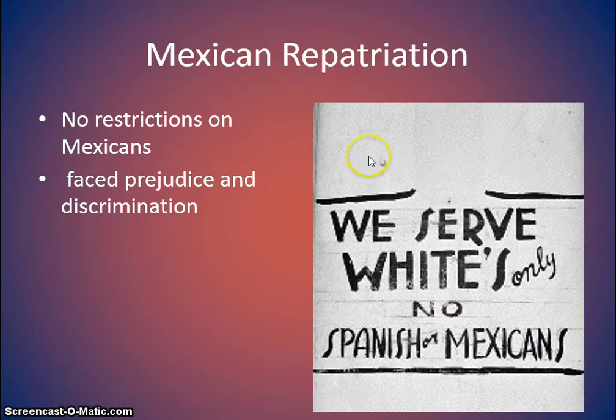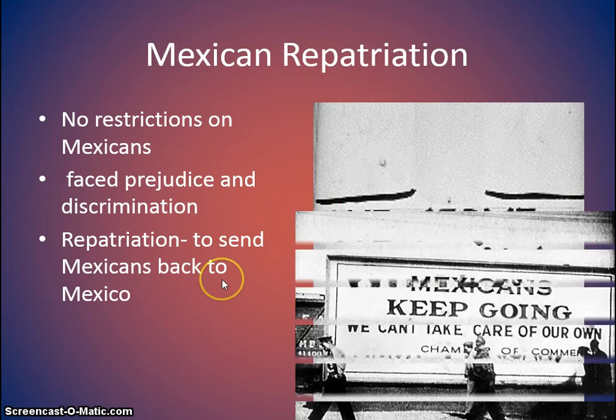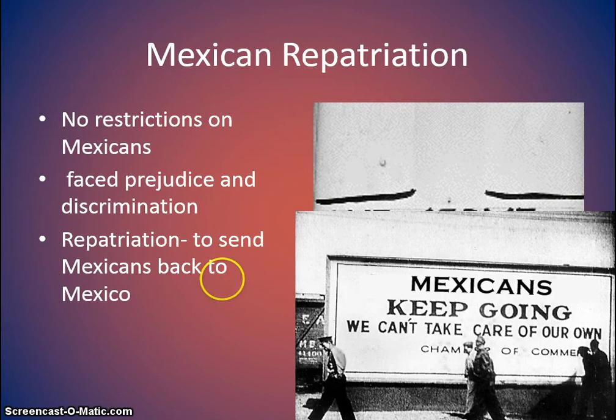And you're going to have discrimination just like we saw with African Americans. We serve whites only, no Spanish or Mexicans. Now, repatriation is to send Mexicans back to Mexico, so you're going to see that a lot during the Great Depression. So it says Mexicans keep going, we can't take care of our own, right? So don't stop here, we got to keep you going. So that's Mexican repatriation, and we'll be going over that more in detail in class. If you have any questions, make sure you let me know.